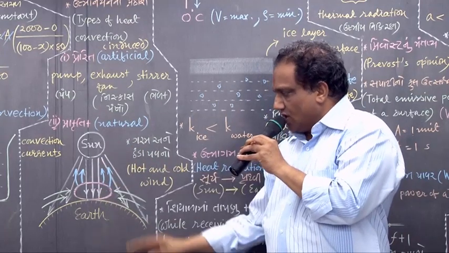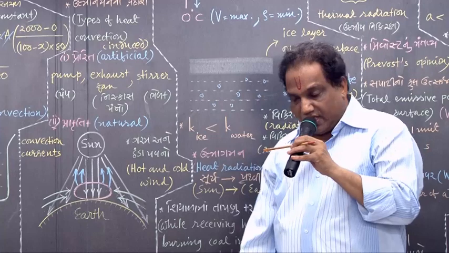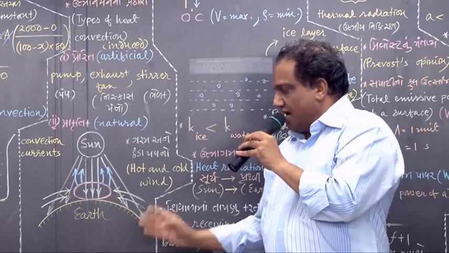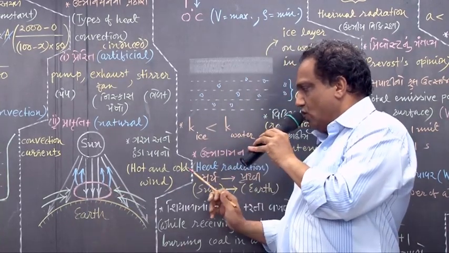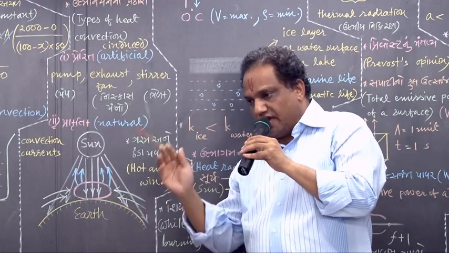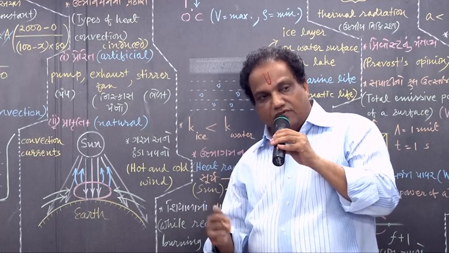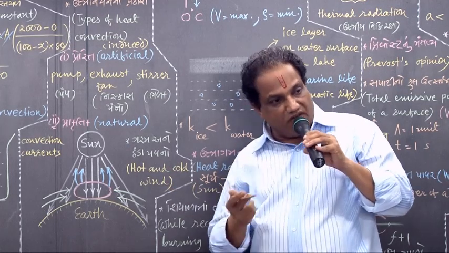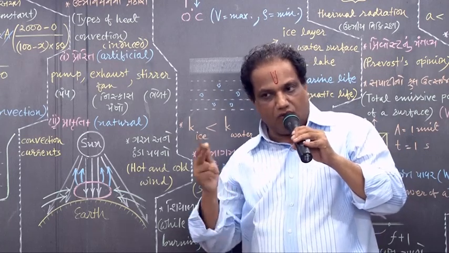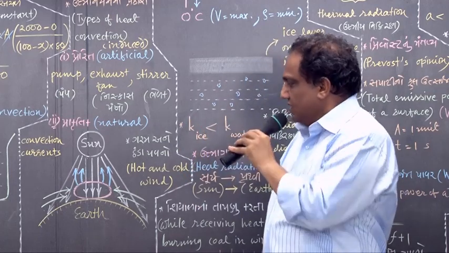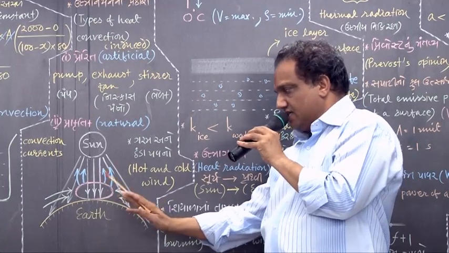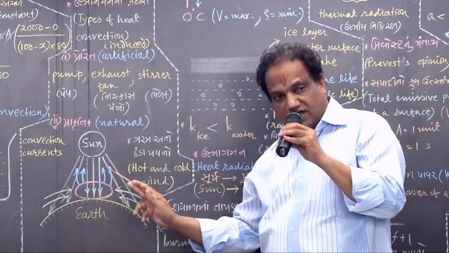Hot air rises, cold air comes down. So there will be flow of cold air. And that flow of cold air, we call it cold wind. What is wind? Wind is nothing but blowing air. If it is a stream of hot air, we call it hot wind. Stream of cold air, we call it cold wind. Wind is nothing but flowing air. So these are natural convection examples, and there are convection currents set up due to density difference. Fine.